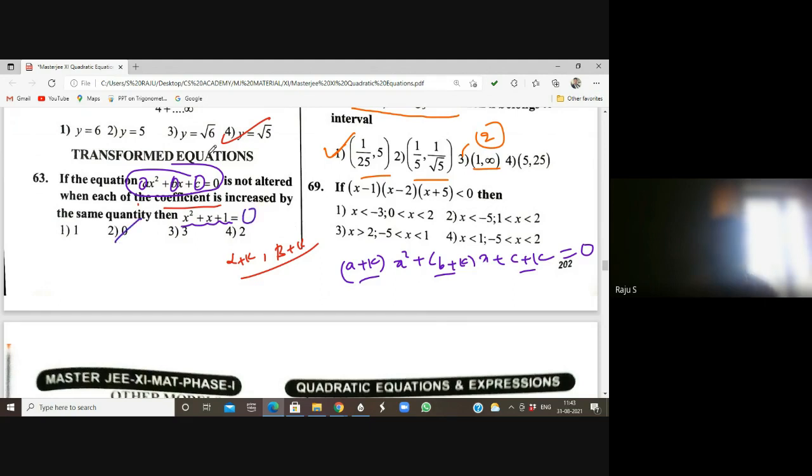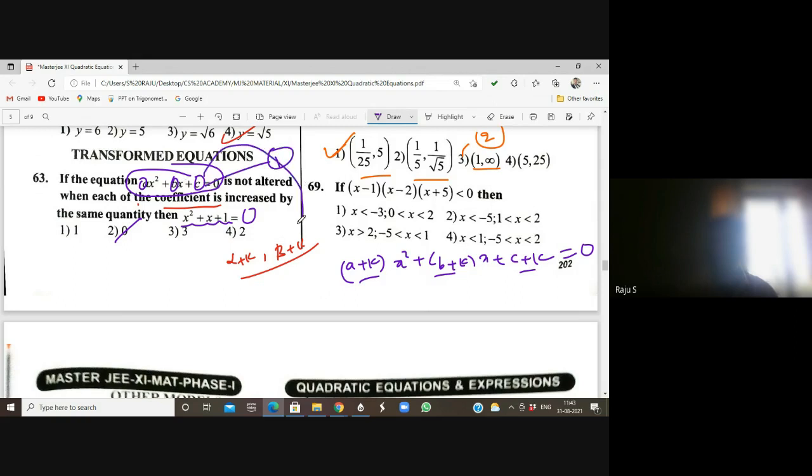Got it, students? I found the a, b, c values, that's all. I substituted in the given quadratic expression, that expression becomes this expression equal to 0, then this value is clearly equal to 0.